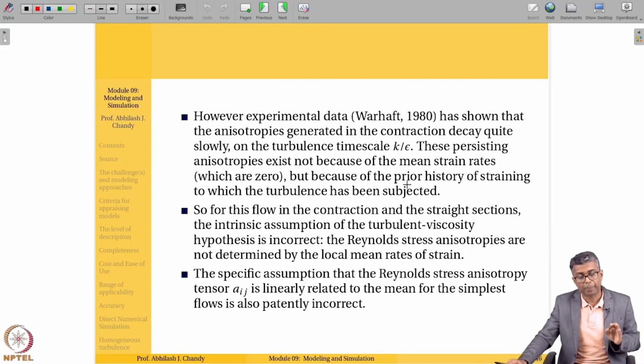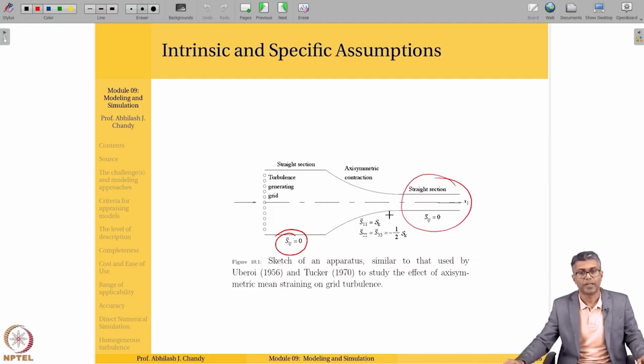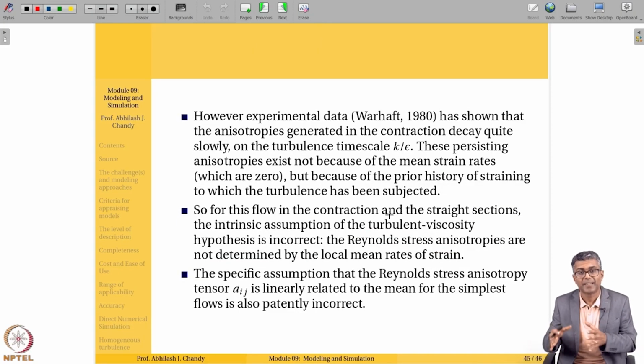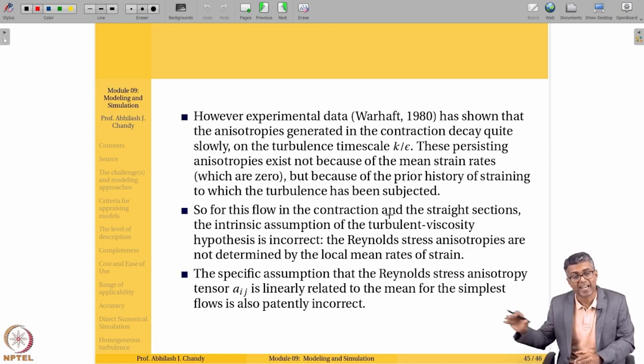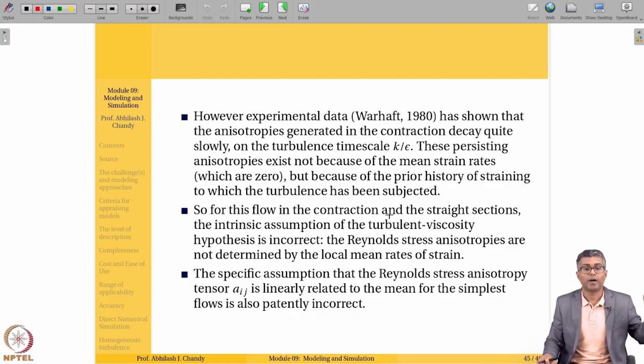However, in experimental data, the anisotropy generated in the contraction does not make the mean strain be 0 in that second straight section, because the anisotropies decay quite slowly, based on a turbulent time scale. So these persisting anisotropies exist not because of the mean strain rate, but because of the prior history of straining to which the turbulence has been subjected.